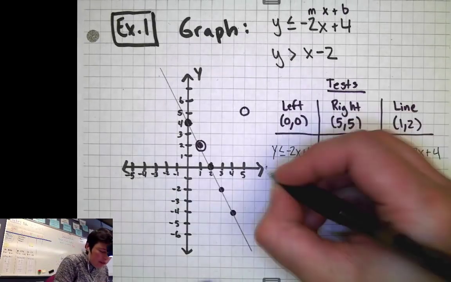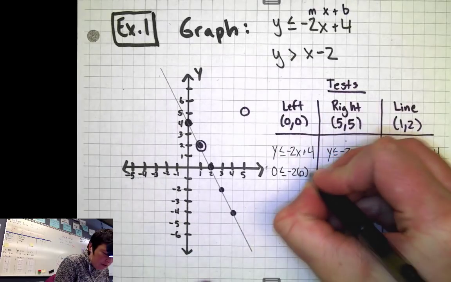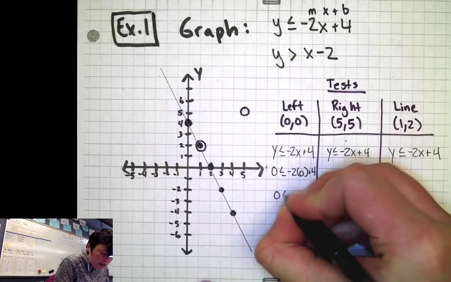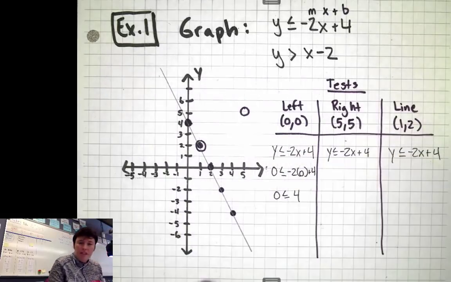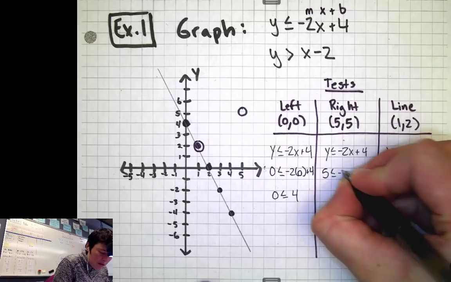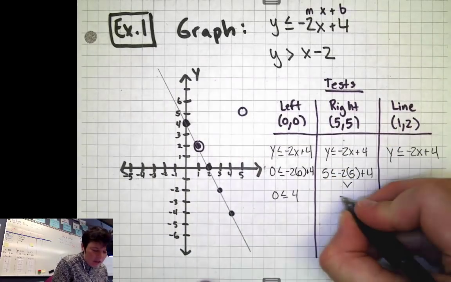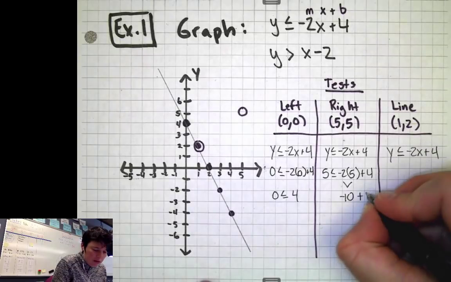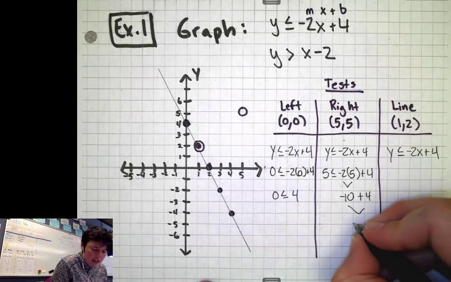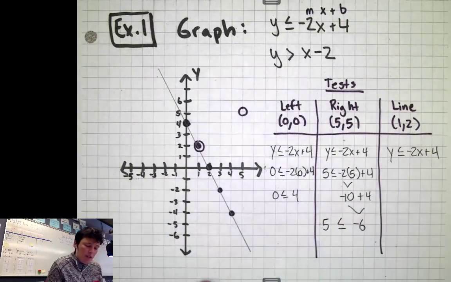Okay, so I'm going to be pretty quick about this. I'm going to put in my 0, 0. So 0 is less than or equal to negative 2 times 0 plus 4. That means 0 is less than or equal to 4. I'm going to put in 5, 5. So 5 is less than or equal to negative 2 times 5 plus 4. Negative 2 times 5 is negative 10 plus 4. And negative 10 plus 4 is negative 6. So I have 5 is less than or equal to negative 6.